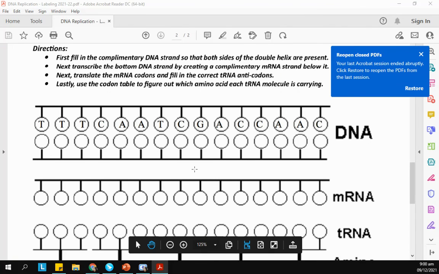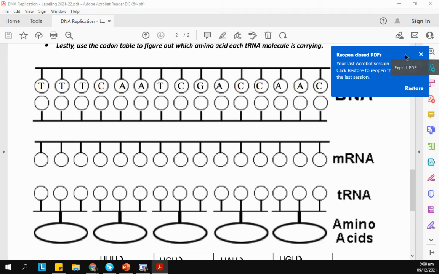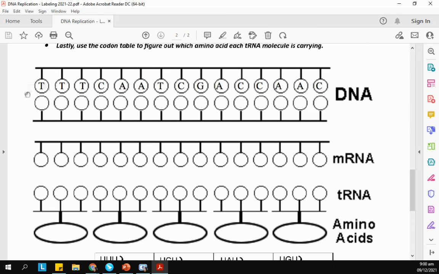Okay, so ito yung sinasabi ko sa inyo, guys. So, here, let's just remove this. Yan. Okay, so here, this is the DNA, guys.